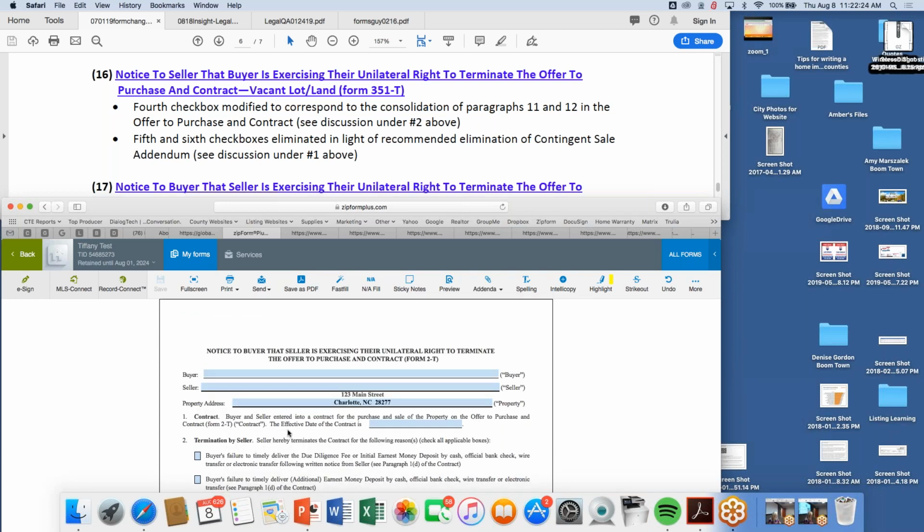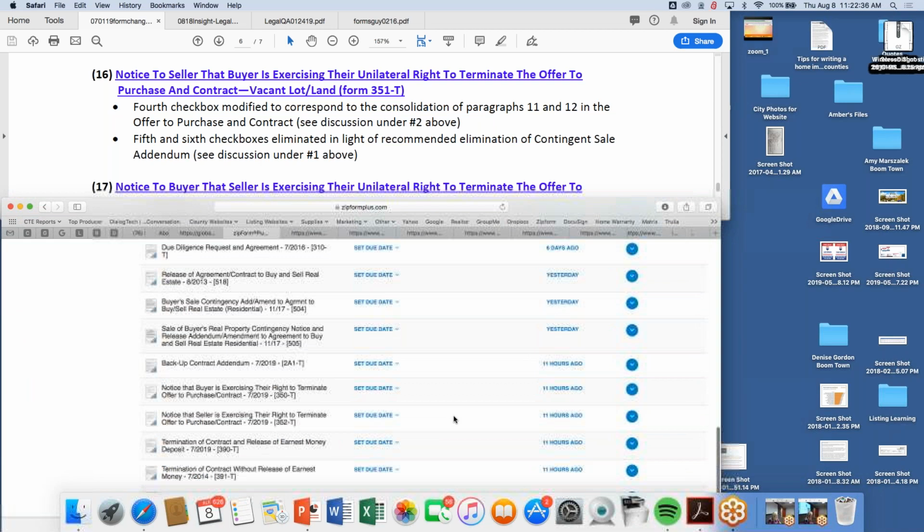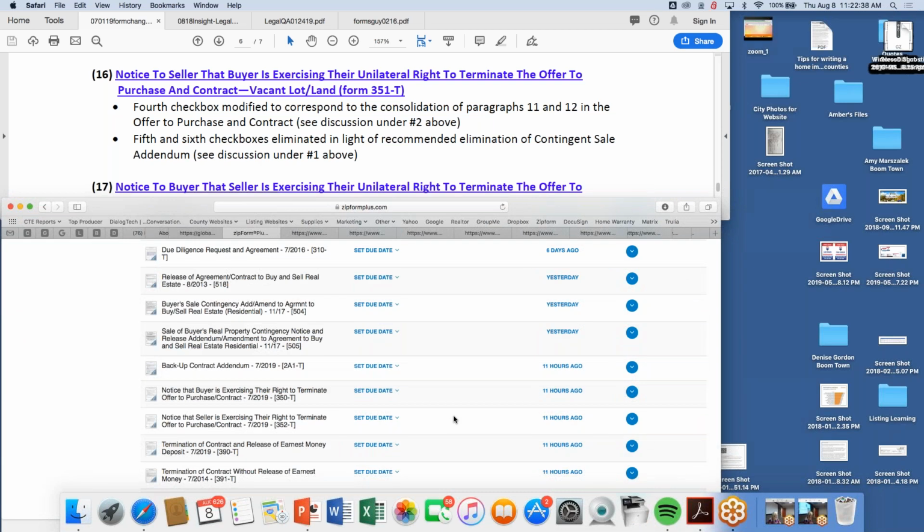Any questions regarding the notice to buyer that seller is exercising their right to unilaterally terminate? As we move through these, the next one we're going to move to is notice to buyer to deliver official bank check, wire or electronic wire transfer, 355T. Basically, the name on the form, and the second and third bullets, and paragraph 3 amended to conform word changes. This is basically just making a few changes relative to immediately available funds. And that was 355T.